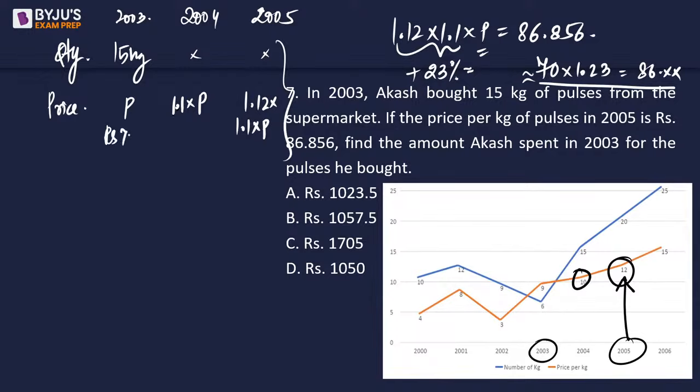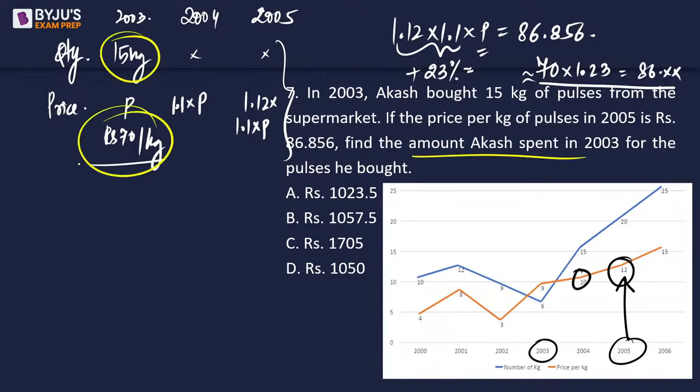So this is rupees 70 per kg in the year 2003, right? So what is the total amount spent? Total amount, if somebody is going to buy 15 kg of rice at the rate of 70 per kg, the total amount spent will be 15 into 70, which is 15 into 7, which is 105 followed by a 0. So that many rupees he will spend.